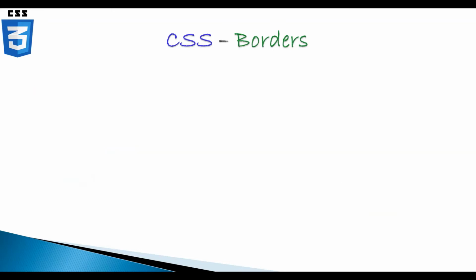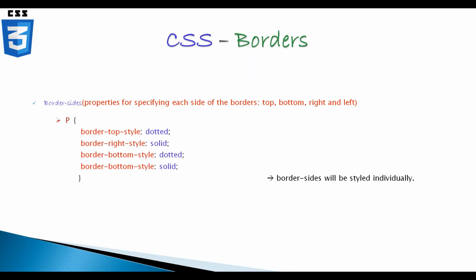And the last property would be to do border sides individually. You can actually have different border styles for your different individual sides of your border. For example, the top would have a different color and the bottom would have a totally different color. You have that option as well, such as this.